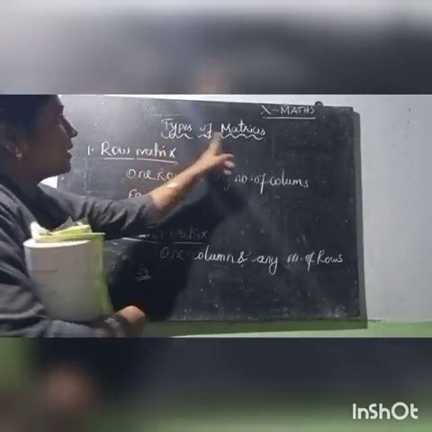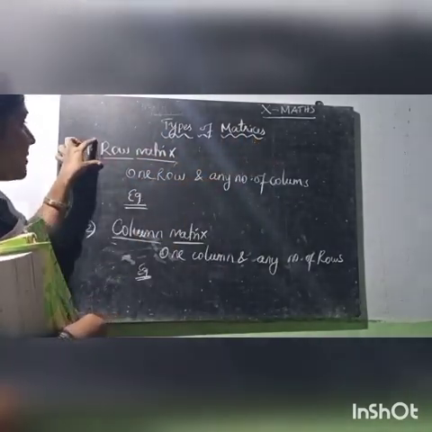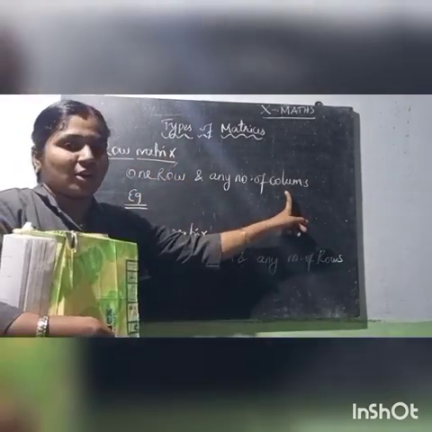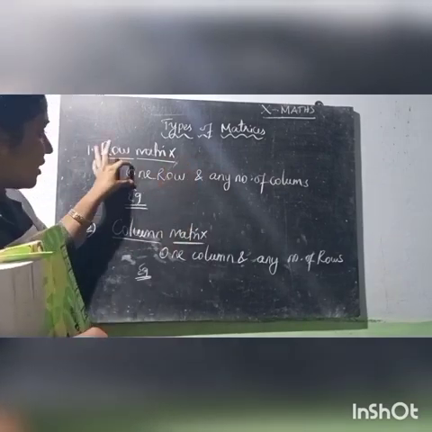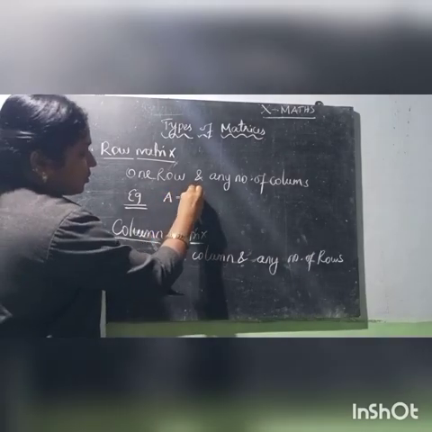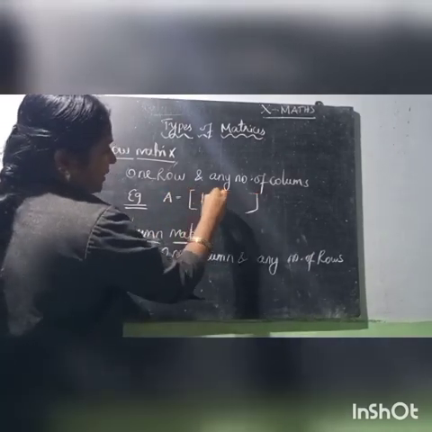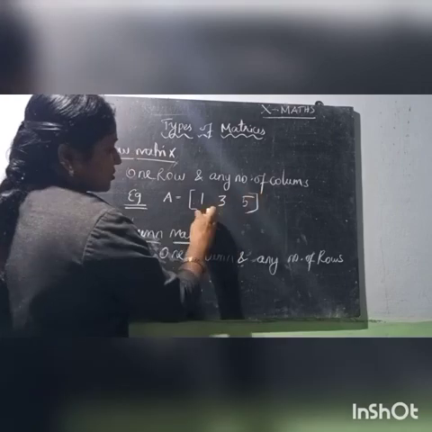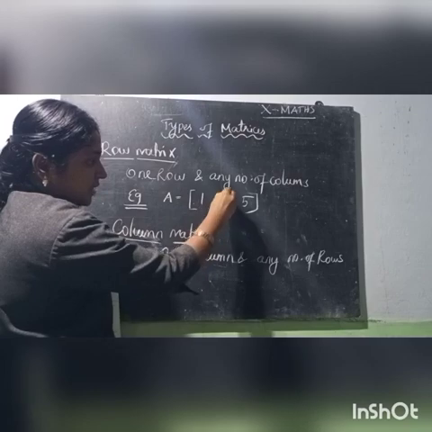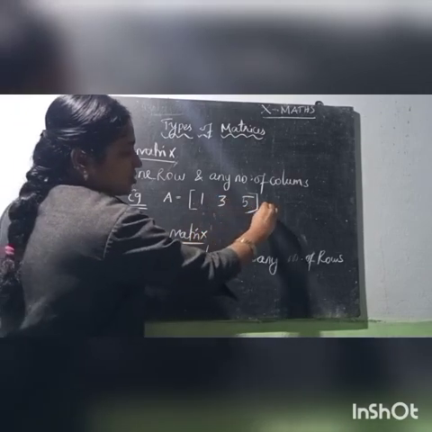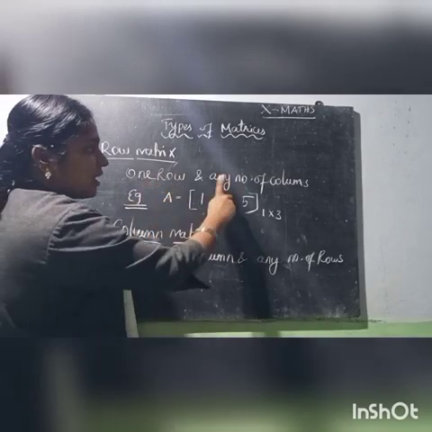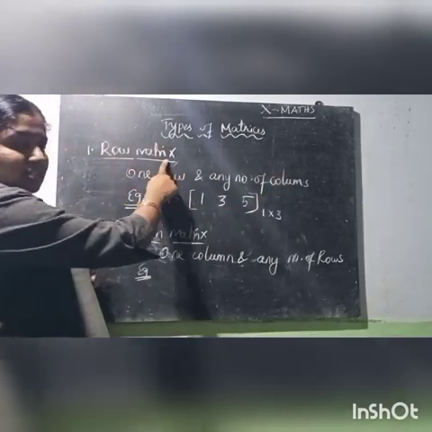Next, we are going to see types of matrices. The first type is the row matrix. Row matrix means one row, any number of columns. That matrix should contain only one row, any number of columns. For example, A equal to only one row should be there. So I am writing 1, 3, 5. So how many rows do we have? Only one row, but we have 3 columns. First column, this is the second column, this is the third column. So one row, 3 columns. So if a matrix contains only one row and any number of columns, we can say that it is a row matrix.